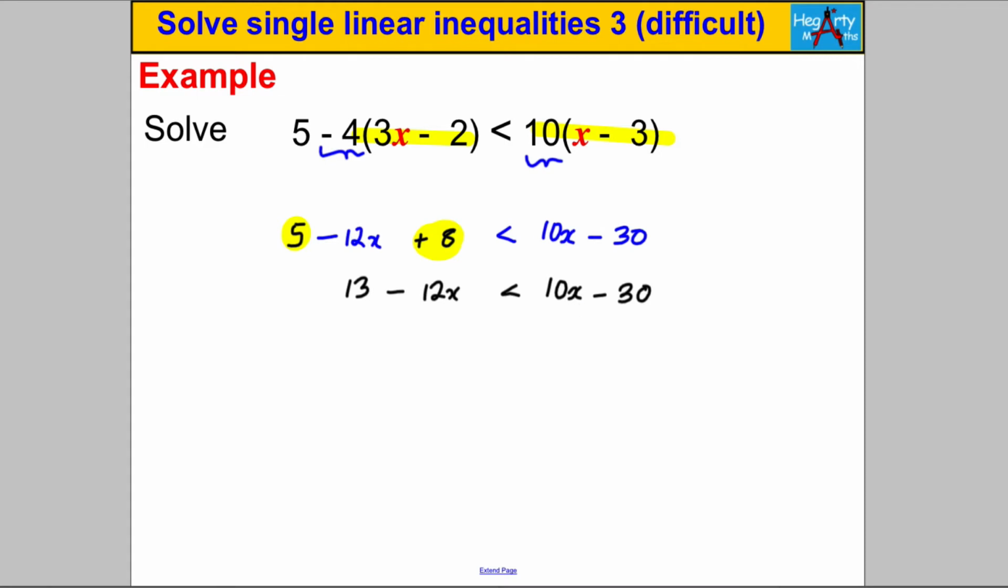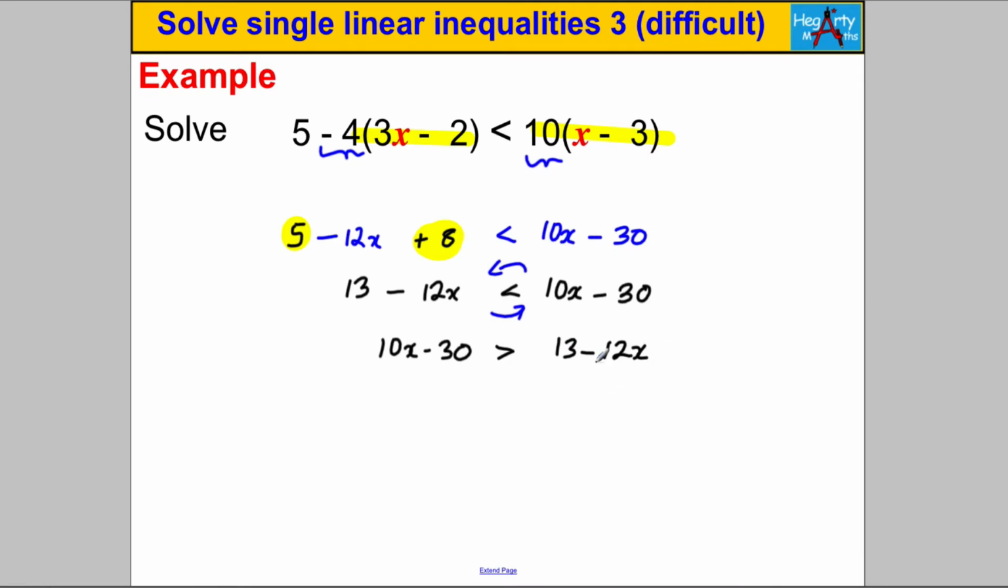I just prefer writing it like that. So if you don't mind, I'm just going to swap the way I write this inequality, and I'm going to write myself that 10x subtract 30 is, remember, is bigger than, remember the bigger than part is with the 10x, is bigger than 13 subtract 12x. And now it's about collecting all the x's on the left and collecting all the numbers on the right.